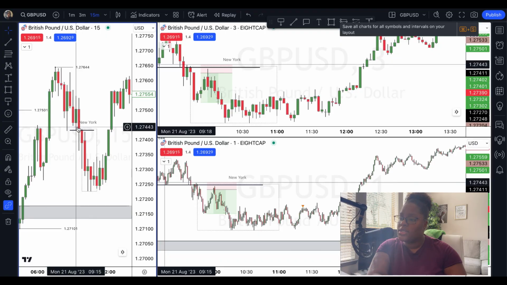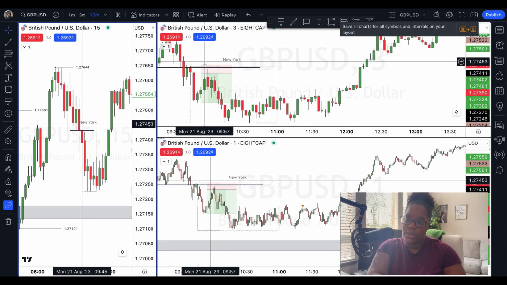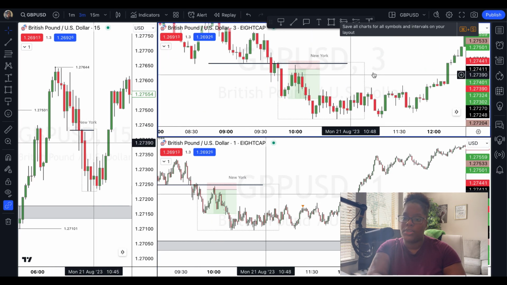Inside bar strategies are very easy. I think inside bar strategies are the second easiest to supply and demand, right? So I said, okay, I set a line here. I said, okay, if price comes into that line, I'm going to end up trading it.